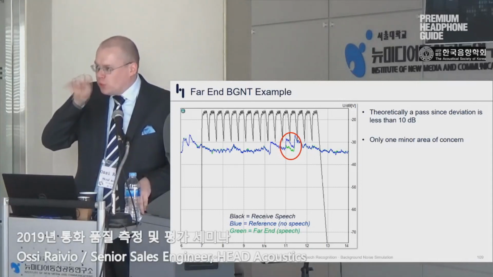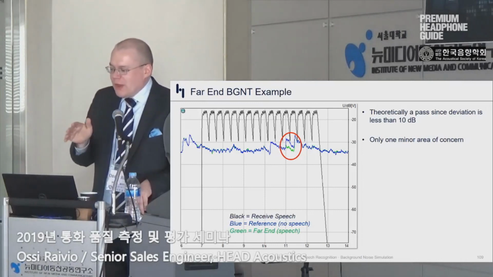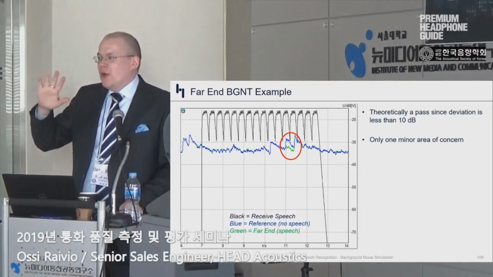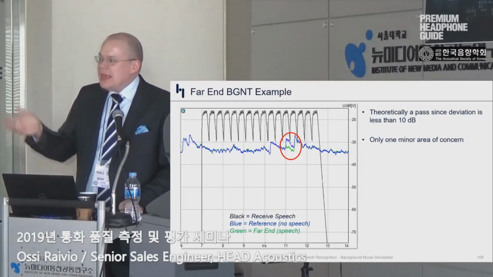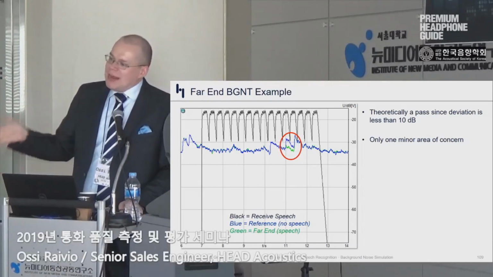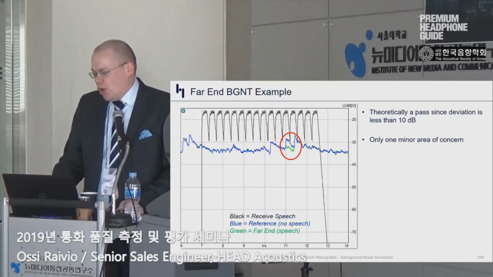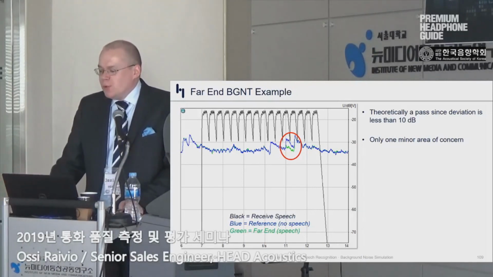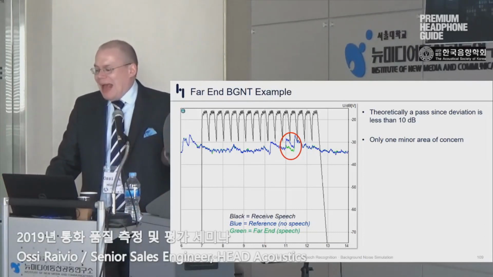So when you talk, you are self-masking. So that's why we typically keep 10 dB as the rule of thumb, that if you have a difference of more than 10 dB, then it is remarkable. Anything below 10 dB, you can say it doesn't disturb. So this would be a very, very good example. This would be just one single glitch and less than 10 dB.